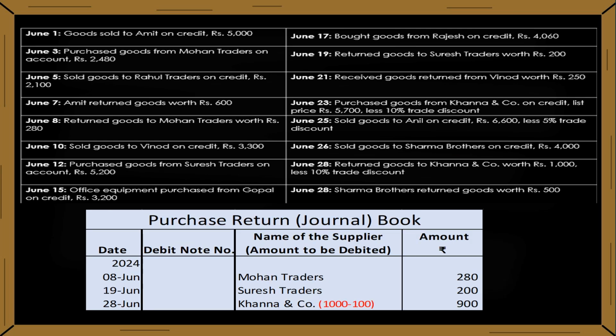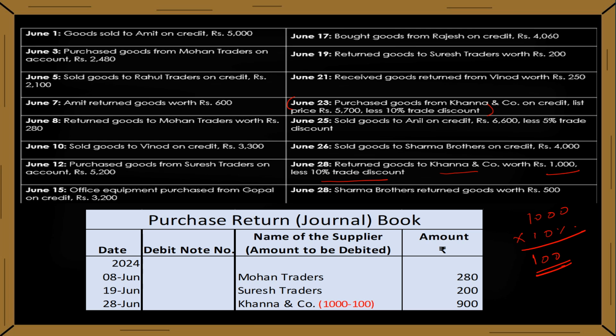June 28th, returned goods to Kanna and Company worth rupees 1,000 less 10% trade discount. We had bought from Kanna and Company on June 23rd. The amount is 1,000. On that, 10% is trade discount, which comes to 100 rupees. That has to be deducted and only the net amount should be taken, as we did for our purchases previously.